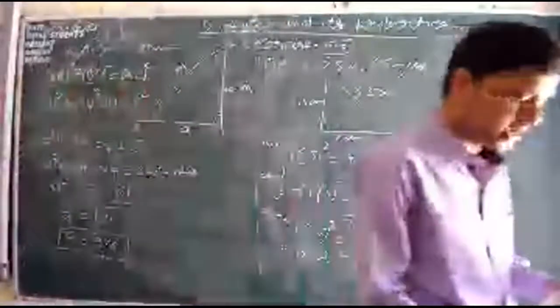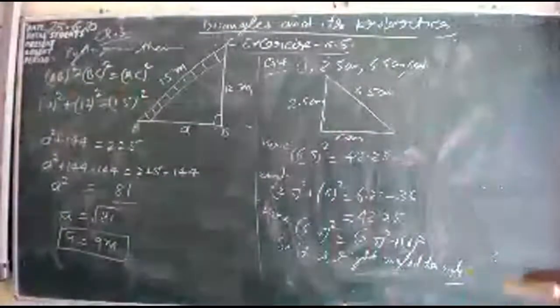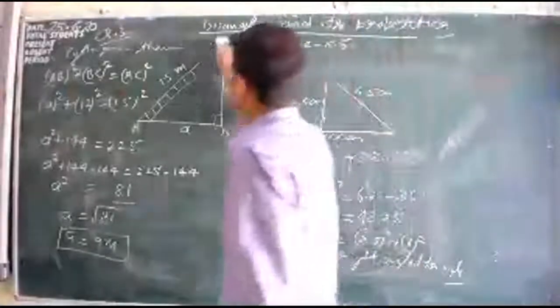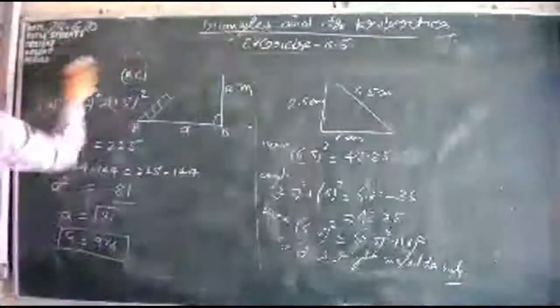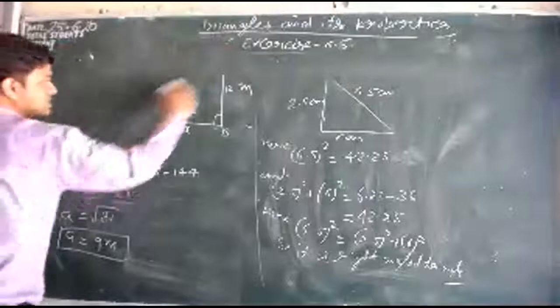Next one is question number 5. A tree is broken at a height of 5 meters from the ground. It is a very tricky question because it is a daily life based question.